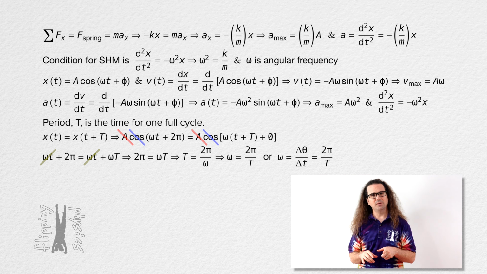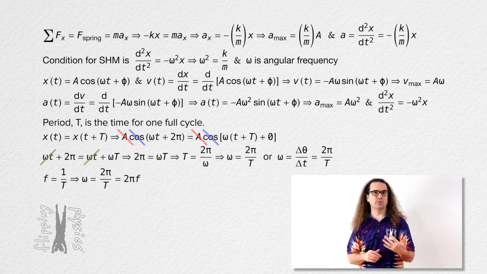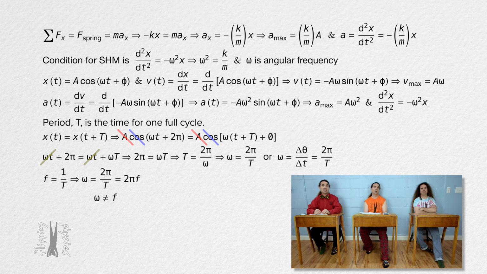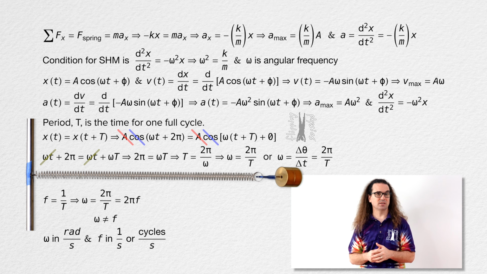Speaking of frequency, frequency equals the inverse of the period. Therefore, angular frequency equals 2 pi times frequency, which illustrates that angular frequency and frequency are not the same. And the units for angular frequency are radians per second. However, the units for frequency are 1/seconds or cycles per second. So even their units are different. Correct, Billy. And now let's return to the mass spring system.